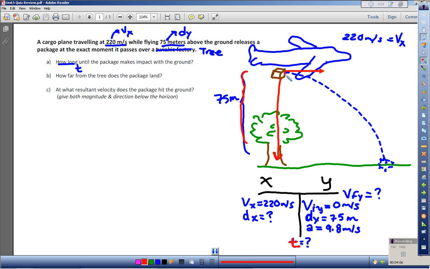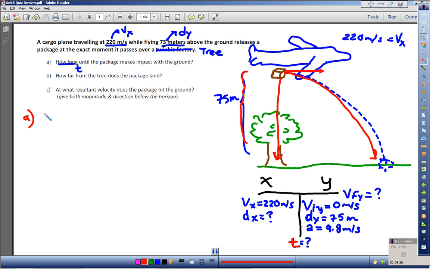Remember, the time that it takes for something shot straight out to hit the ground would be the same time that it takes to hit the ground as if it were just dropped, because gravity only cares about the motion of the object in the vertical direction. It does not care how fast it's moving side to side. It will pull it down at the same rate. So let's solve for this. How long is the package in the air before it makes impact with the ground?